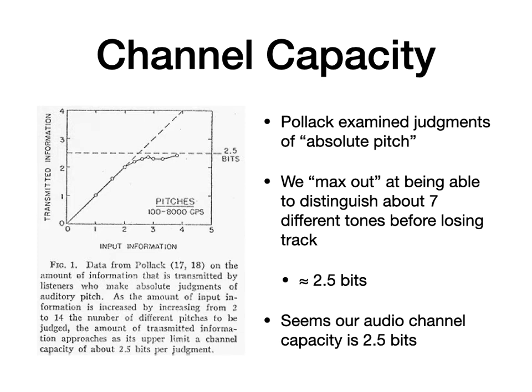And what we found is that we max out at around 7 different tones before it becomes more or less chance at us being able to identify which tone was which. So 7 different values, 7 possible states. The thought was that around 2.5 bits of information is what we are capable of storing for this particular task in terms of keeping track of absolute pitches.